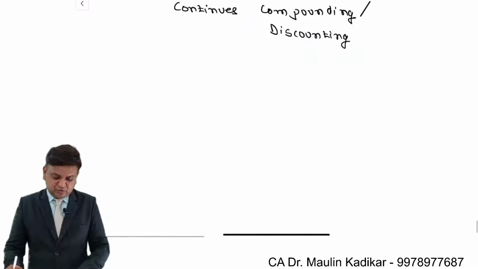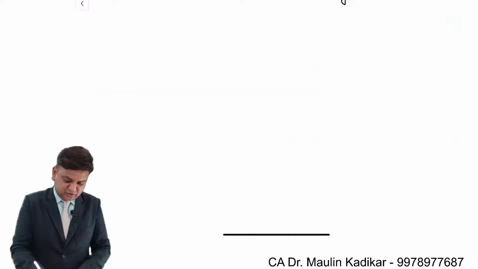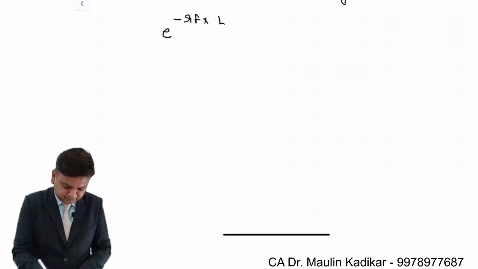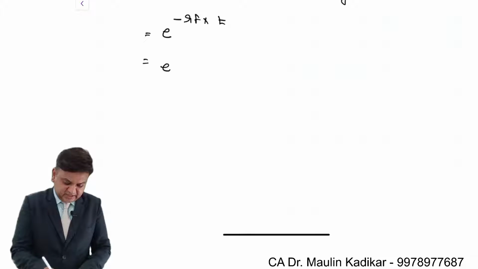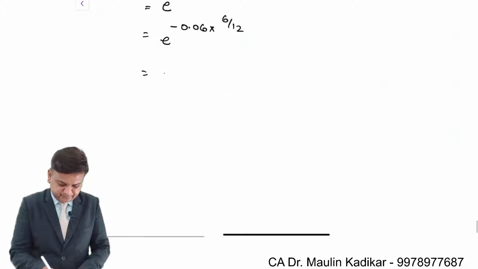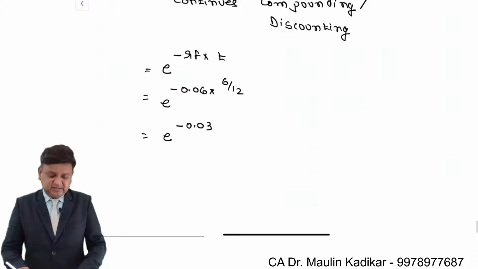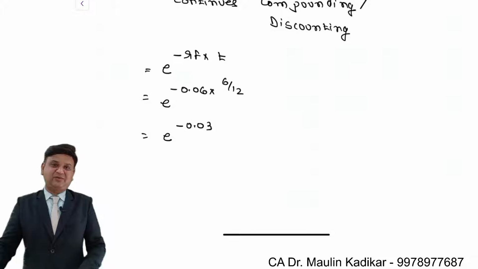So in step number 2, we calculate the discounting factor as e raised to negative RF into T. That is the way we compute the factor. So it is e raised to negative 0.06 into 6 divided by 12, which is e raised to negative 0.03. This is the way we compute the discounting factor.